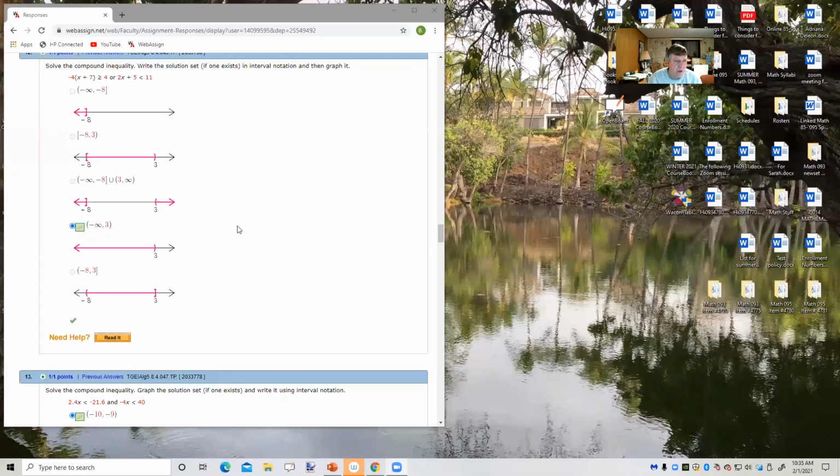It says, solve the compound inequality, write the solution set if one exists in interval notation, and then graph it. And this is a multiple choice. So let's see, we've got -4 times the quantity x plus 7 greater than or equal to 4, or 2x plus 5 less than 11.